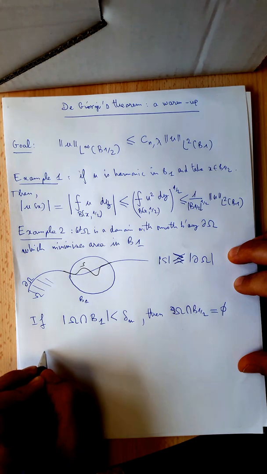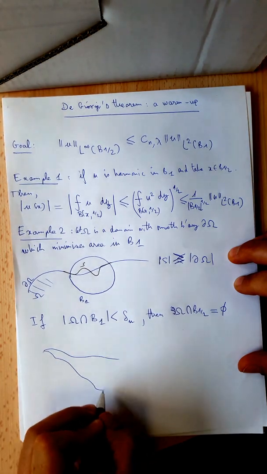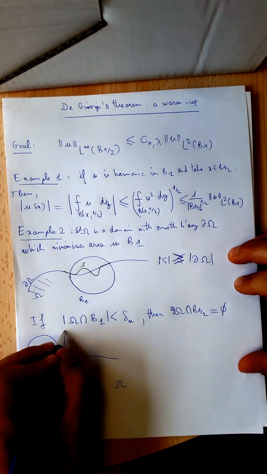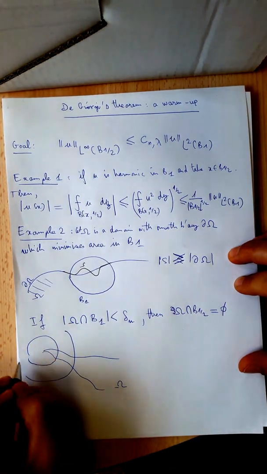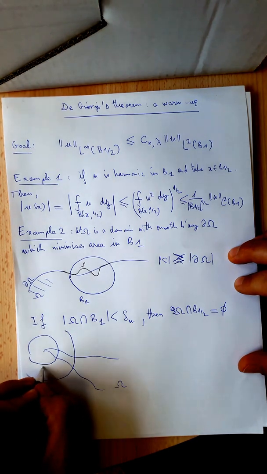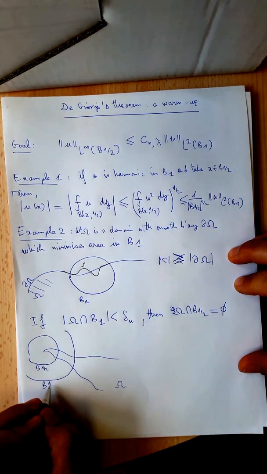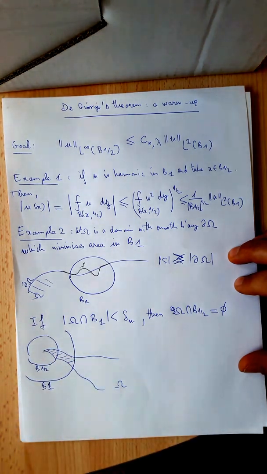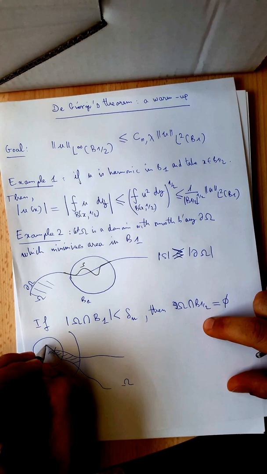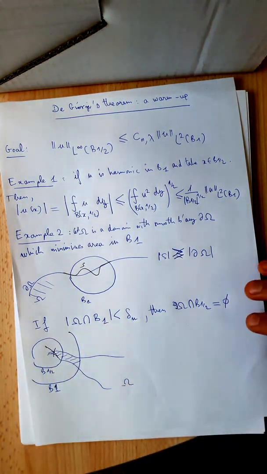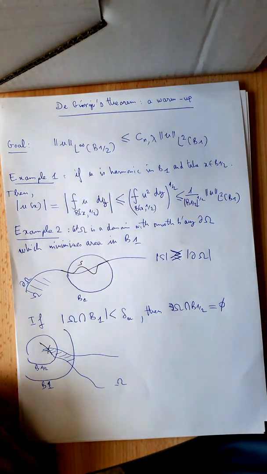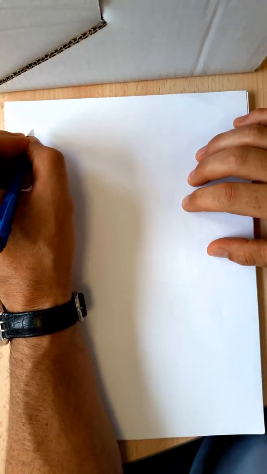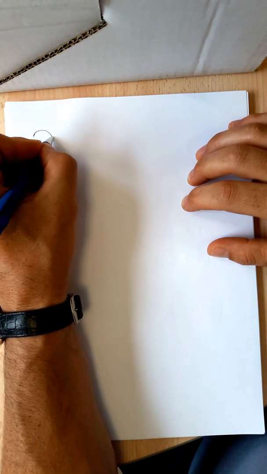So the picture is the following. You have a set omega, I don't know exactly how it looks. We have the ball of radius 1/2, and then we have the ball of radius 1 right here. And we're saying if this volume is so small, then this piece does not exist if omega is a minimal surface.